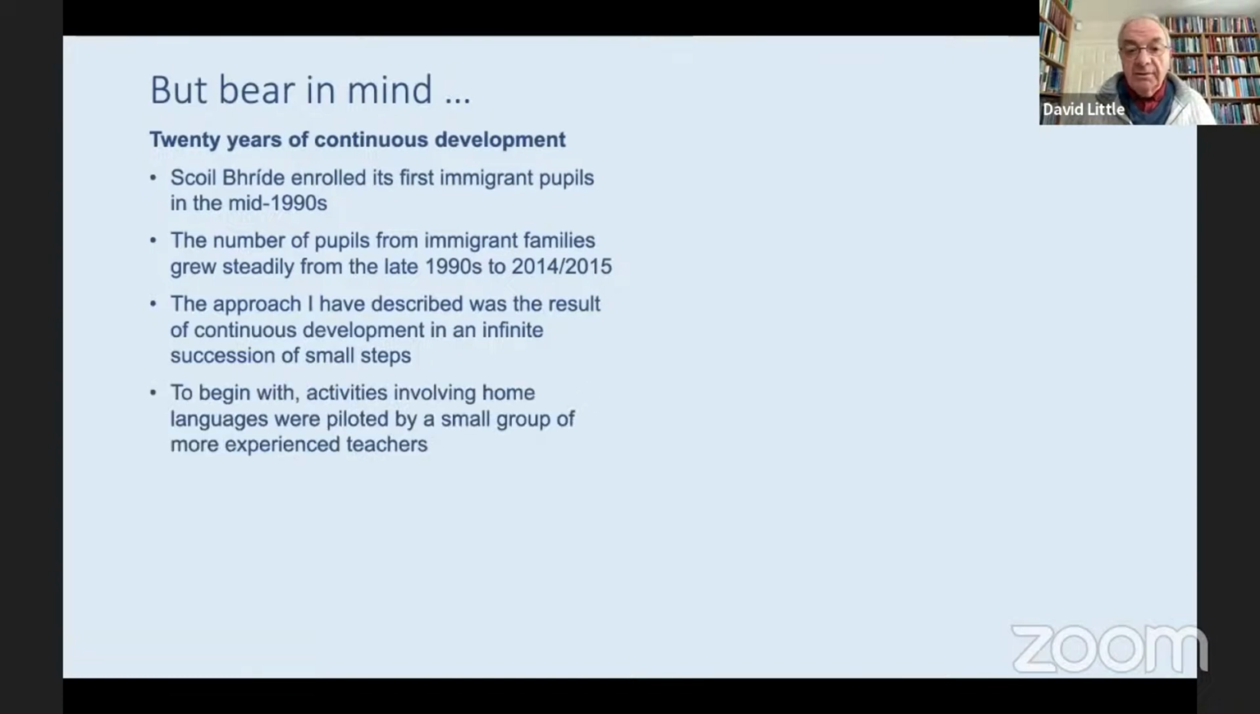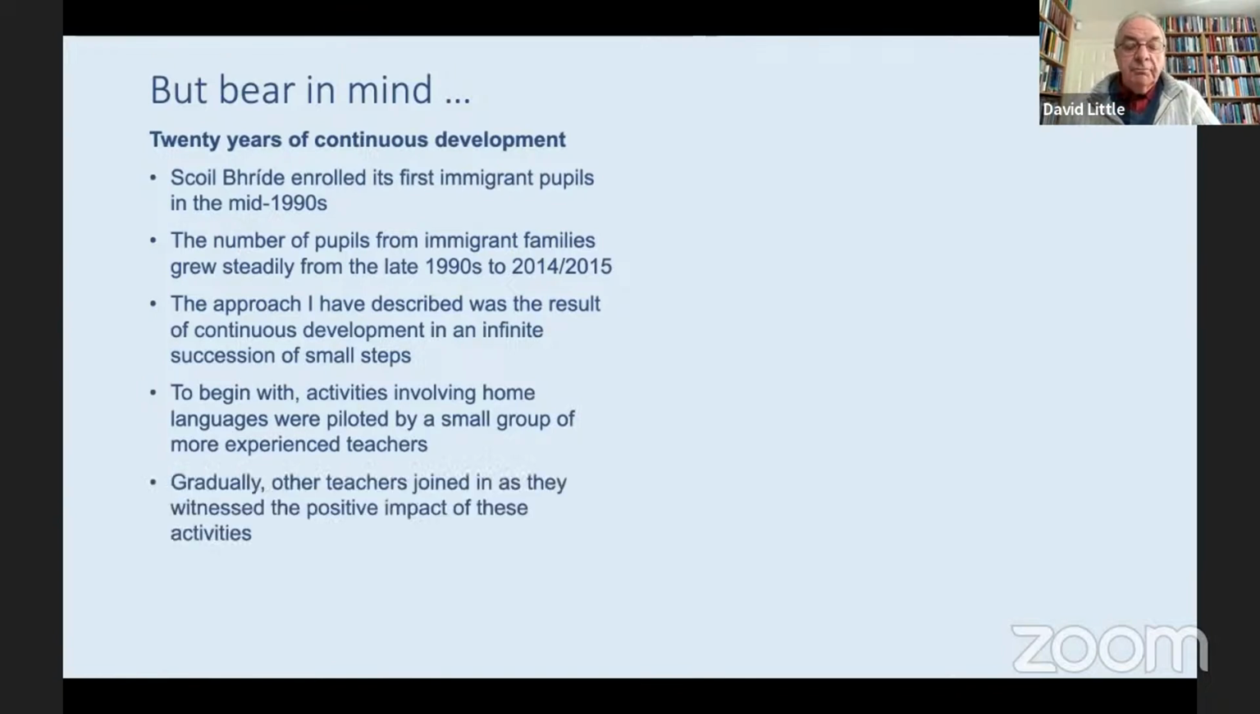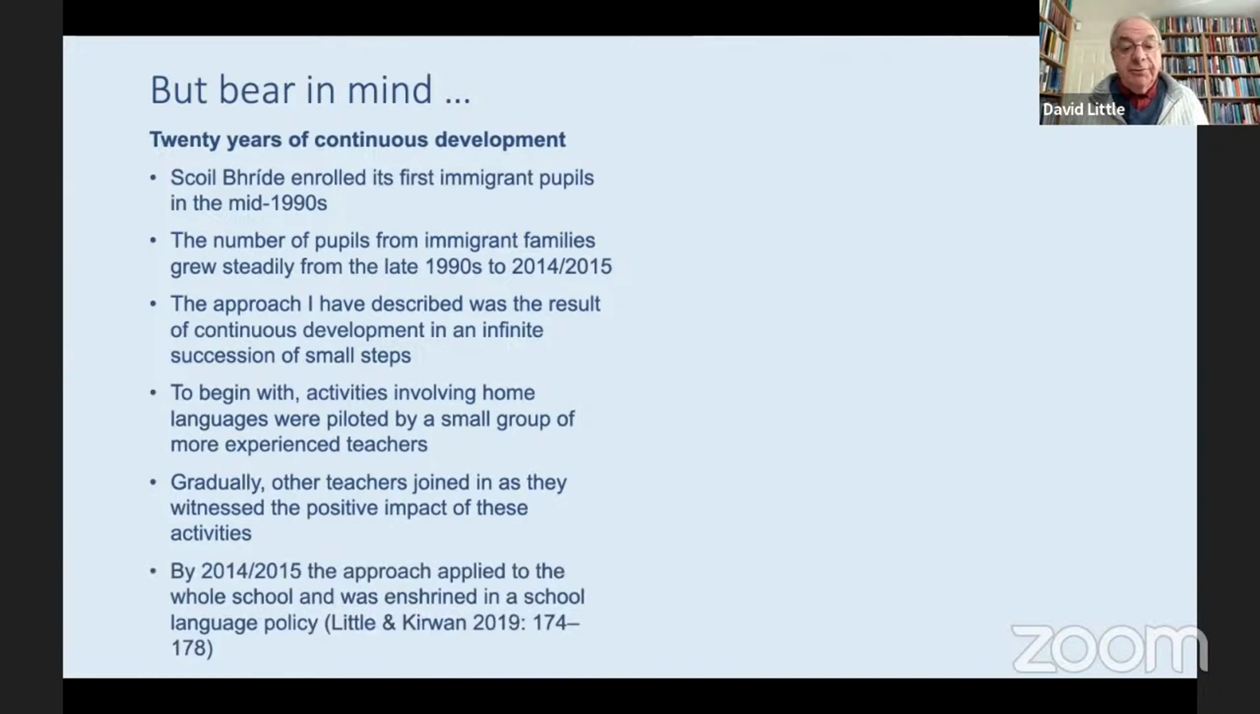To begin with, activities involving home languages were piloted by a small group of more experienced teachers. Gradually, other teachers joined in as they witnessed the positive impact of these activities. By 2014-15, the approach applied to the whole school and was enshrined in a school language policy, which is printed as an appendix to the book-length case study that Deirdre Kerwin and I published in 2019.